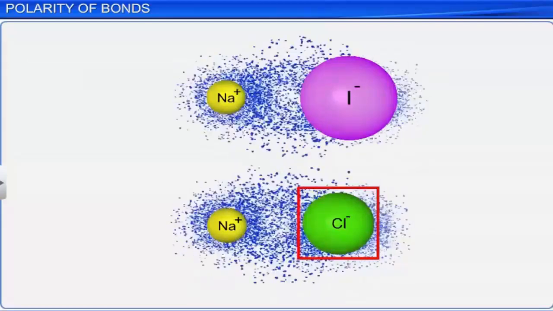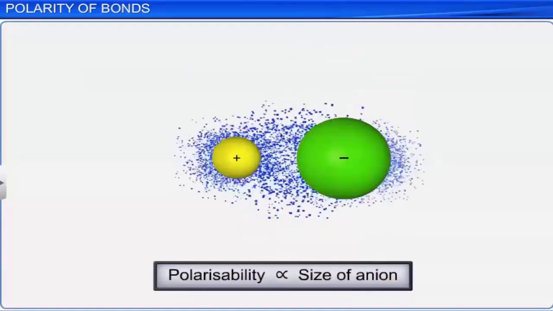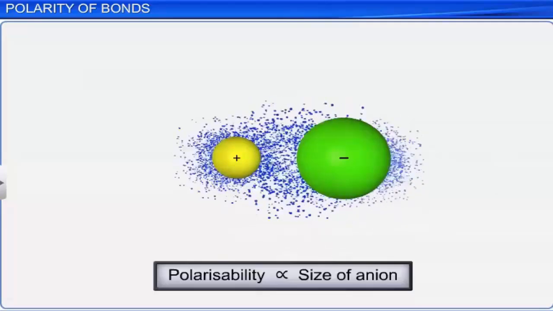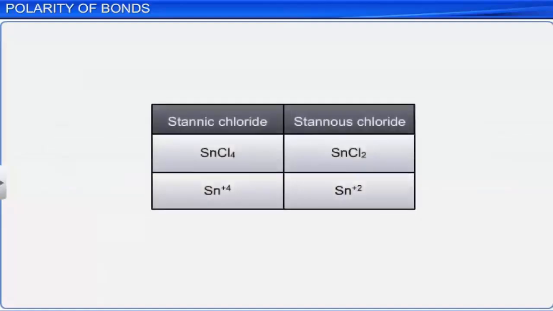For an anion of large size, the electron cloud on it is loosely bound to it, and hence can be easily distorted by the cation. The larger the charge on the cation or anion, the greater is the covalent character of the ionic bond. For example, stannic chloride is more covalent than stannous chloride because the charge on tin in stannic chloride is 4, while it is 2 on stannous chloride.